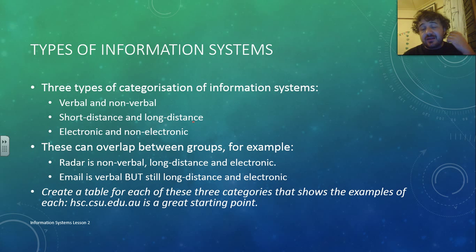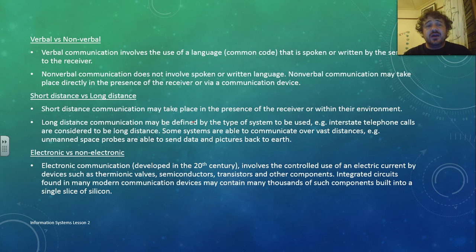So I want you to create a table for each of these three categories, so verbal, nonverbal, short distance, long distance, etc. And I want you to list a bunch of different types of communication. So verbal, you'd have email, talking, nonverbal, body language, etc. All right. So let's go through these. Verbal and non-verbal communication involves use of a language or that common code that's either spoken or written from sender to receiver. Non-verbal, it's not spoken or written language, can take place directly, so body language or via a communication device, sending a picture.